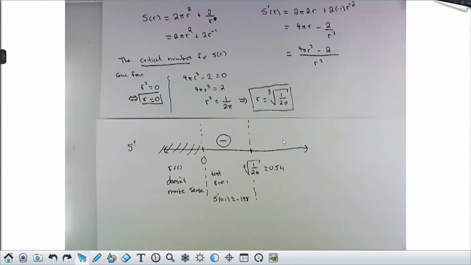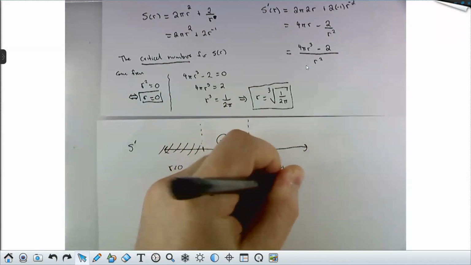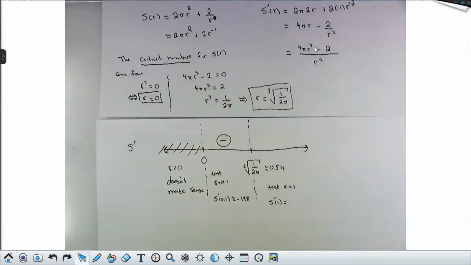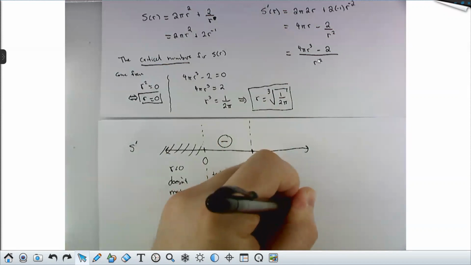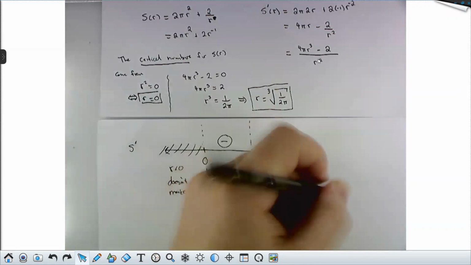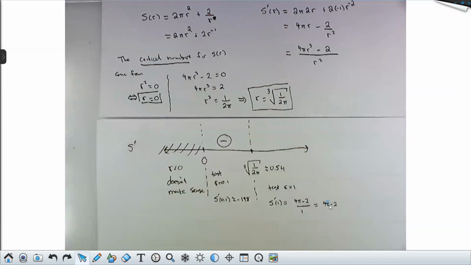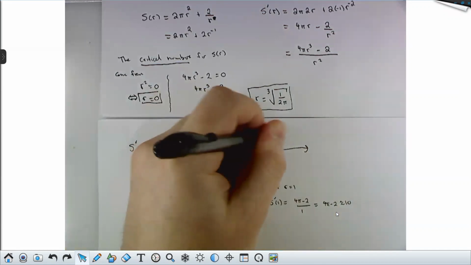And then to the right of this, you could just test 1, right? Test r equals 1. S prime of 1 here. That's 4 pi minus 2 over 1 squared, which is 4 pi minus 2. You know that pi is about 3, so 4 pi is about 12, so this is about 10, which is definitely positive.